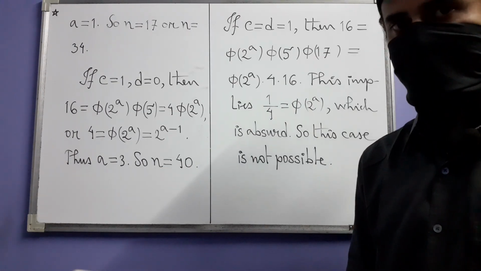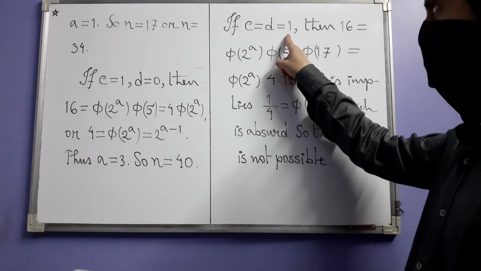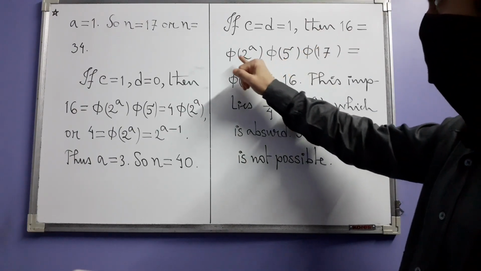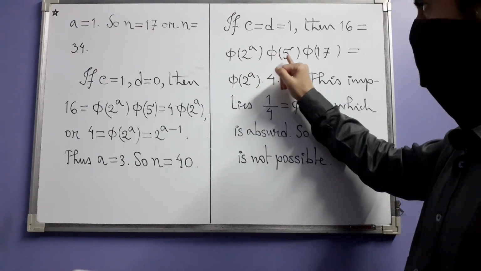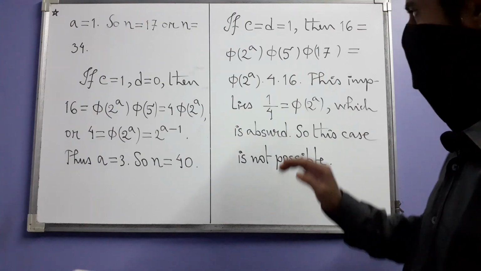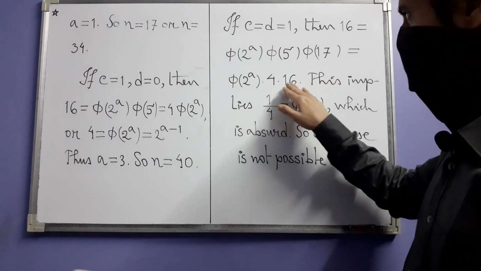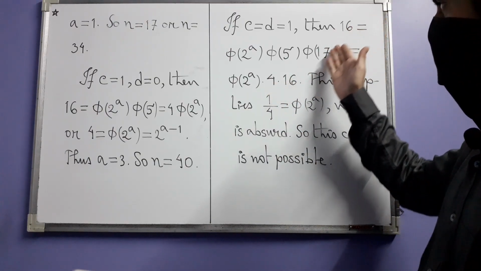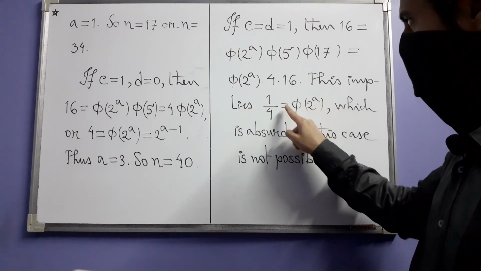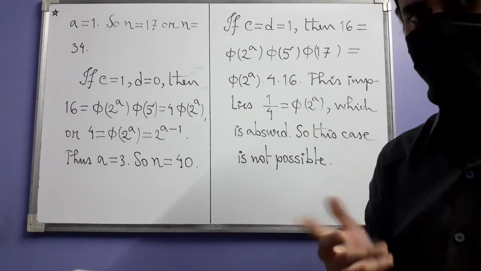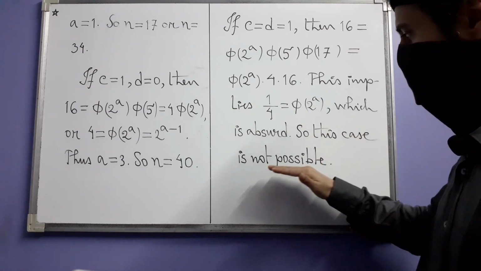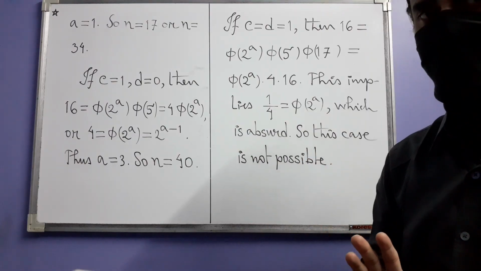And then the final subcase where C and D are both 1. But then what happens to our equation? 16 equals phi of 2 to the power a times phi of 5 times phi of 17. Both of these will now be present. So the right hand side becomes 4 times 16. But then after cancelling 16 from both sides, if you solve for this, you get this fraction, which of course is absurd because this is an integer. And that is why this case itself does not arise.